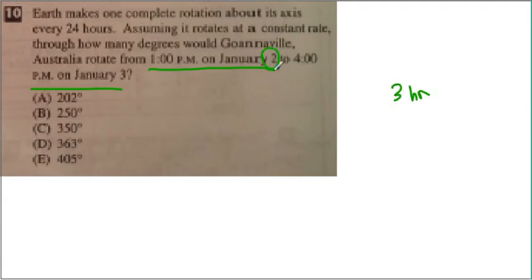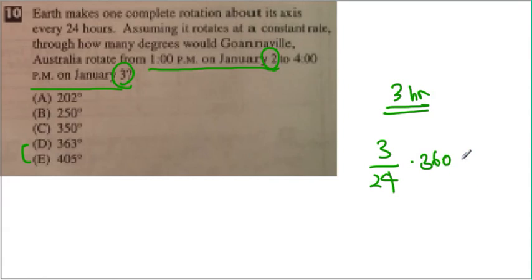But when you look at the date, it goes from January 2nd to January 3rd. That means we are looking for more than a complete revolution. So the only options we are looking at are these two. Because one complete revolution is 360 degrees, this 3 hours becomes 3 hours out of 24 hours, which makes one complete revolution, which is also equal to 360 degrees.